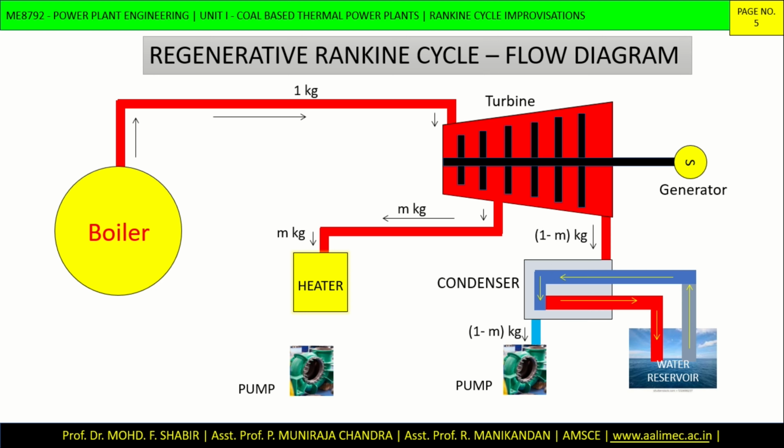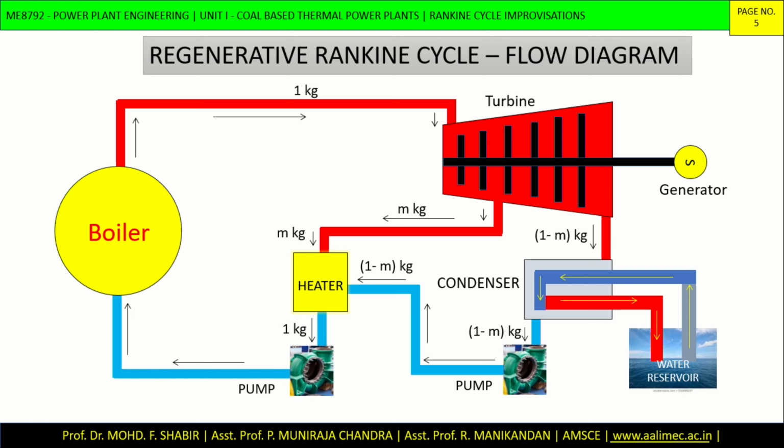This water is now pumped to the heater. The mass is 1 minus m kg. Now here in the heater, m kg of steam, 1 minus m kg of water, both mix, and the temperature of the water is increased. Now after mixing m kg and 1 minus m kg, the water coming out of the heater is 1 kg of higher temperature. This 1 kg of water is pumped back to the boiler. So this is the complete flow diagram of a regenerative Rankine cycle.